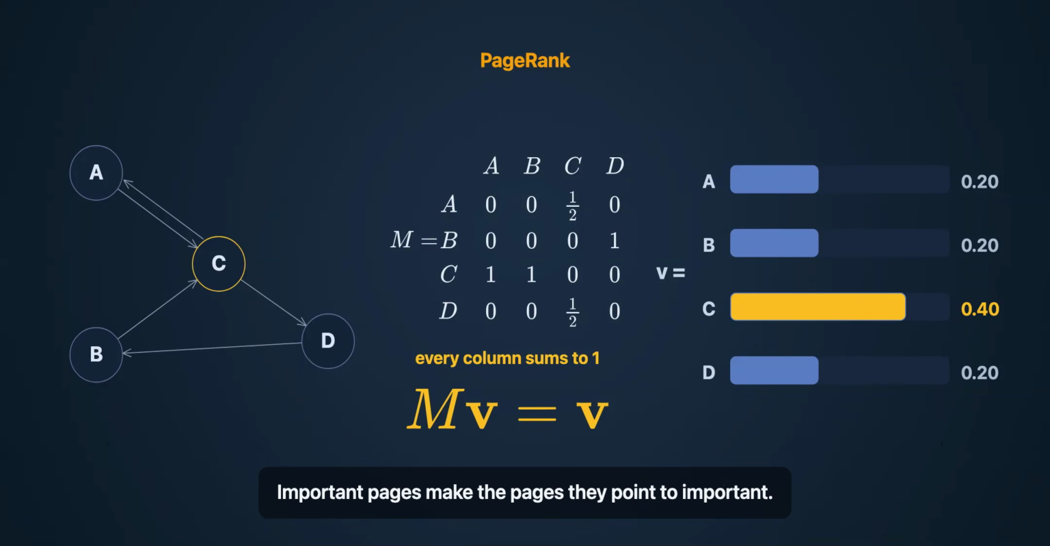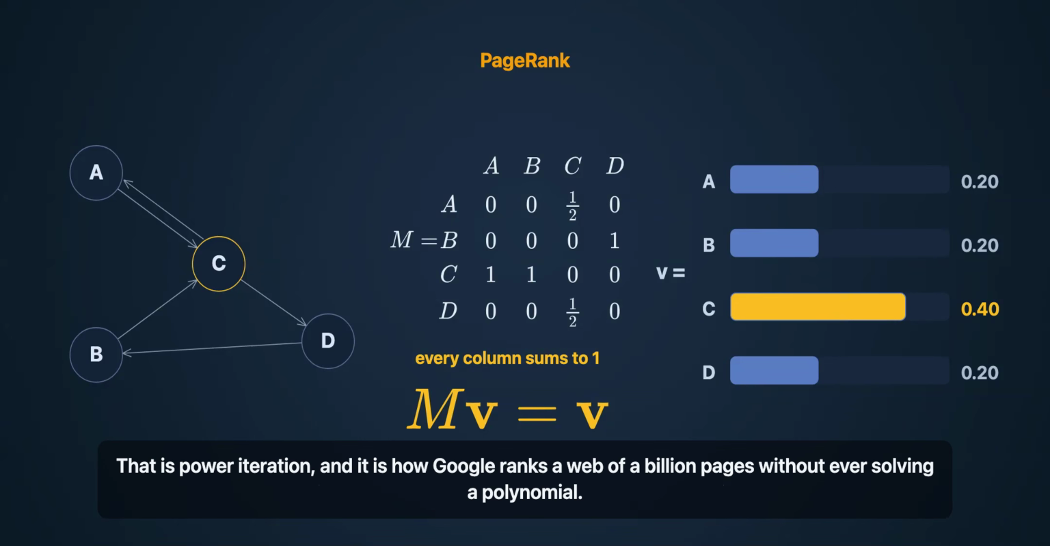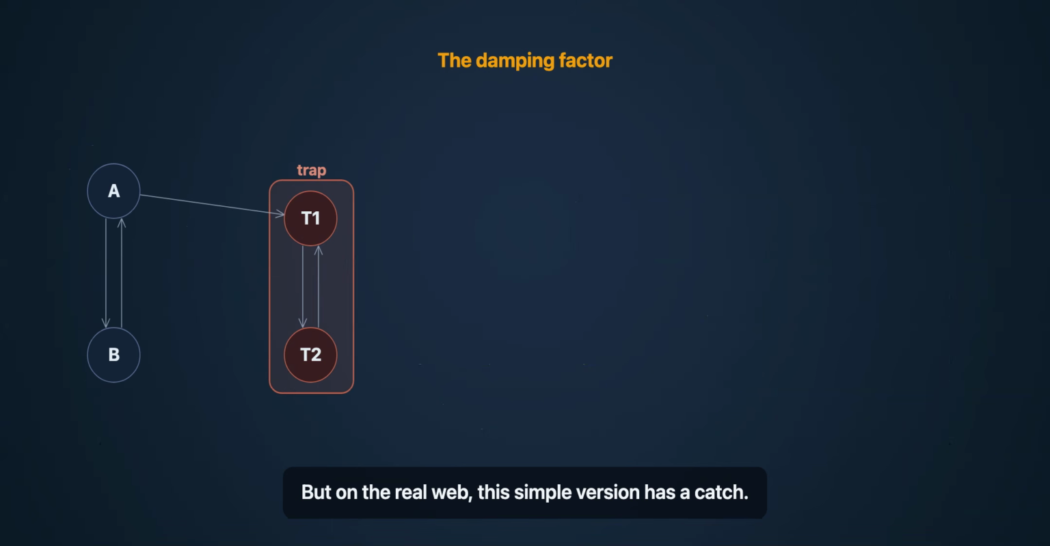Important pages make the pages they point to important. And start the bars anywhere you like. They always settle on these same scores. The ranking belongs to the link structure itself, not to where you began. Finding it is nothing but this. Multiply, pass the scores along, repeat. That is power iteration, and it is how Google ranks a web of 1 billion pages without ever solving a polynomial. But on the real web, this simple version has a catch.